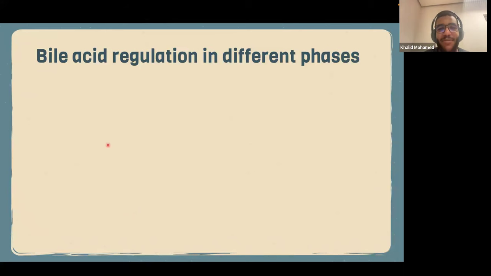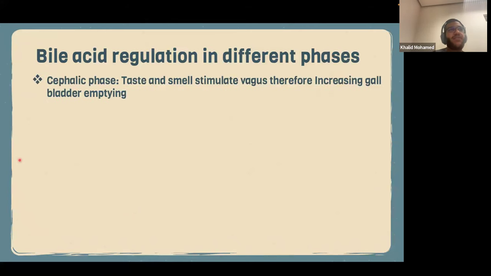Now let's talk about bile acid regulation in different phases. We have 4 main phases. We have the cephalic phase, which tells you that you're about to eat. Taste and smell stimulate the vagus afferent, which stimulates the vagus nucleus, which then stimulates the vagal efferents. The vagal efferents release acetylcholine at the gallbladder, and also release nitric oxide to relax the sphincter of Oddi, and therefore increase gallbladder emptying, because food is about to come.